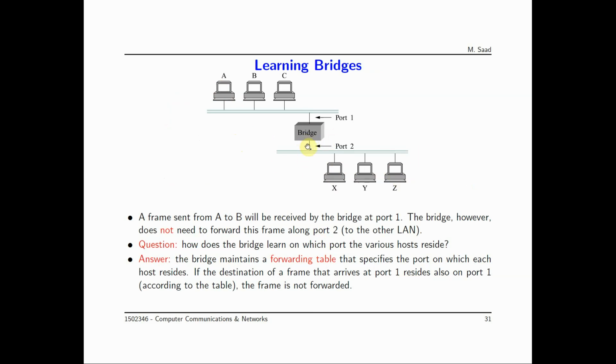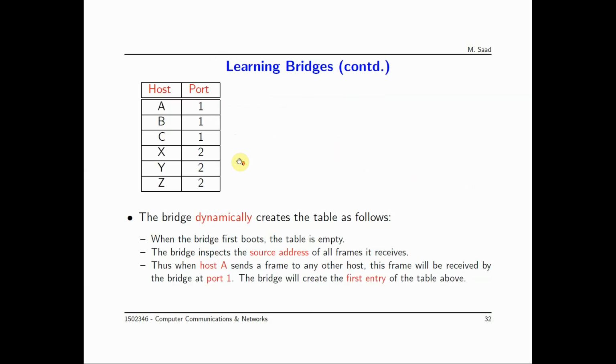The bridge will check the destination address. It will find the destination address is A. It will check the table. A is in the table. A is connected to port 1.